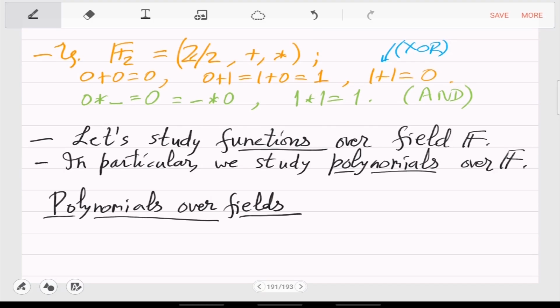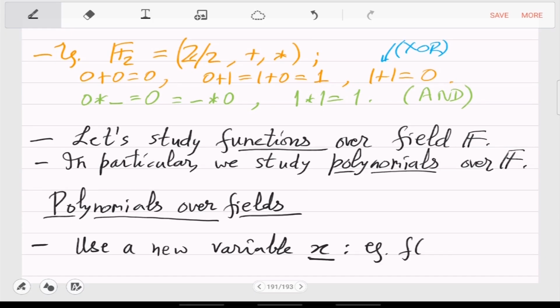A polynomial is just using a new variable, this x. For example, take f(x) equal to x squared plus 2x minus 1. When you write this integral polynomial, 1, 2, minus 1 are the coefficients, and x squared, x, and 1 are the monomials. And when we write x, we don't think of it as a number or anything.